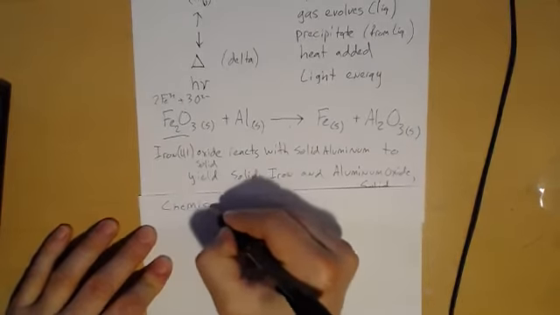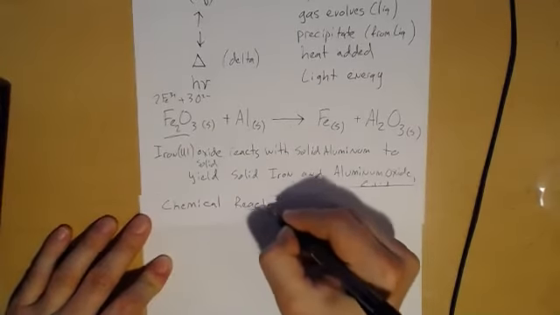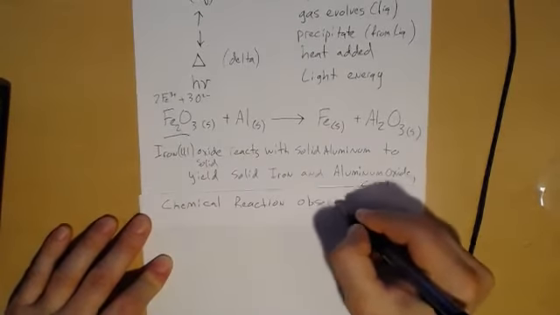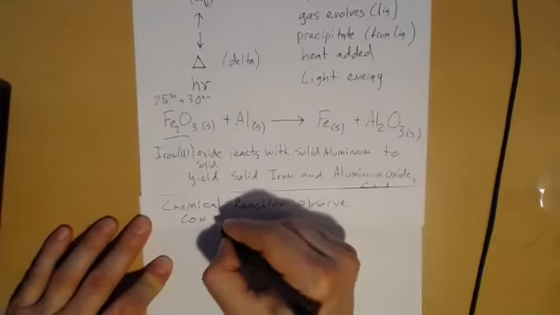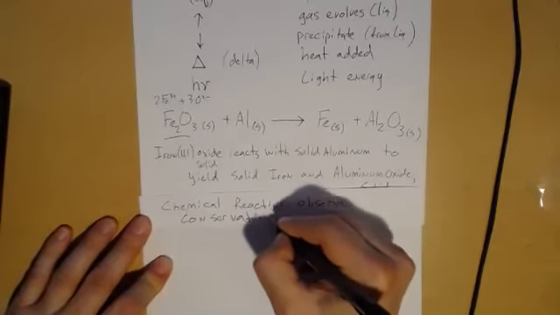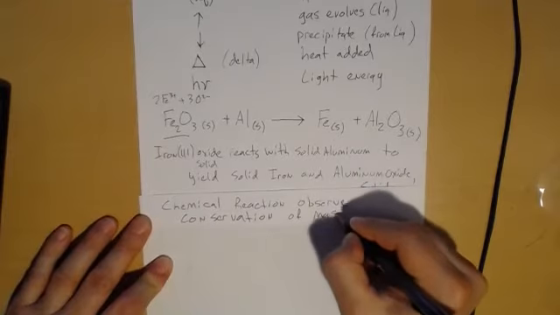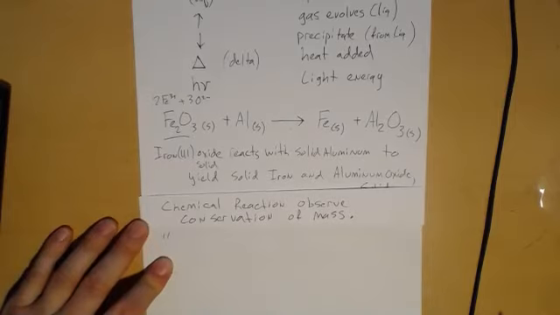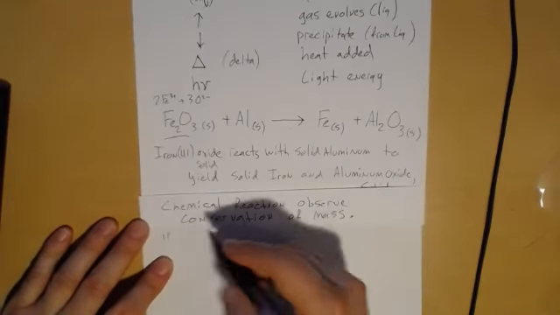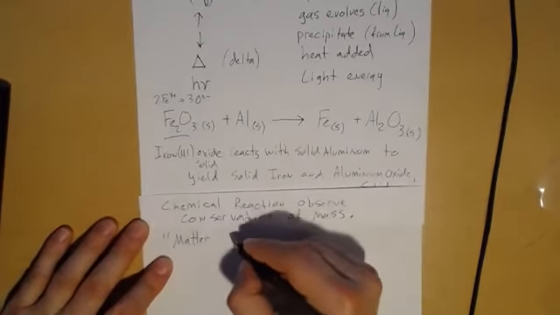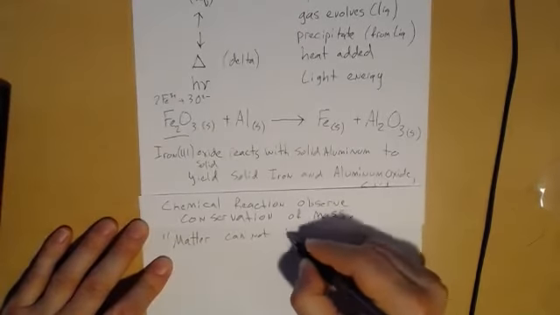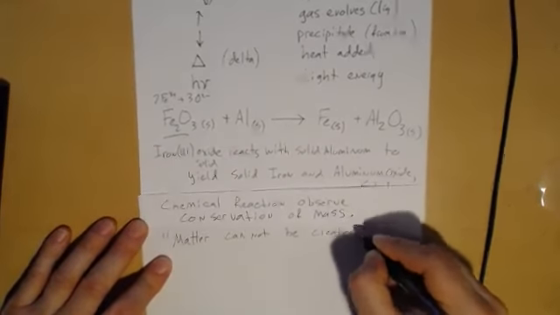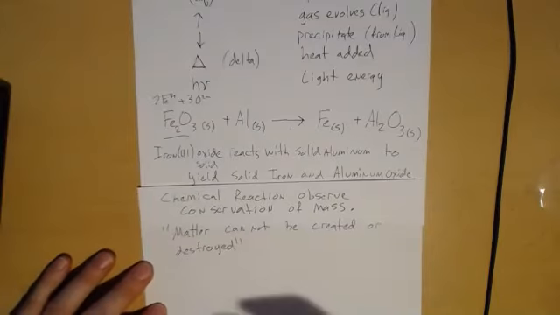chemical reactions observe conservation of mass. You remember conservation of mass? It's a simple statement. Matter cannot be created or destroyed, right? And so there's two corollaries to that statement.